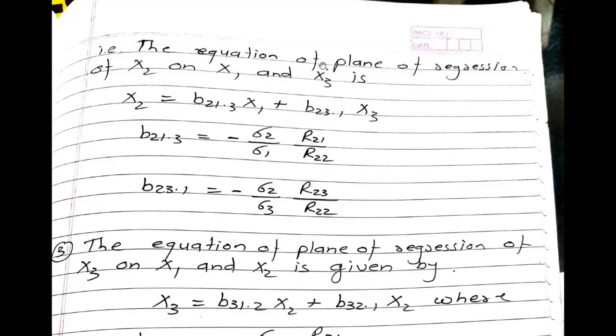That is, the equation of plane of regression of x2 on x1 and x3 is x2 is equal to b21.3 x1 plus b23.1 x3. b21.3 is given as minus sigma 2 upon sigma 1, capital R21 upon capital R22, and b23.1 is given as minus sigma 2 upon sigma 3, capital R23 upon R22.